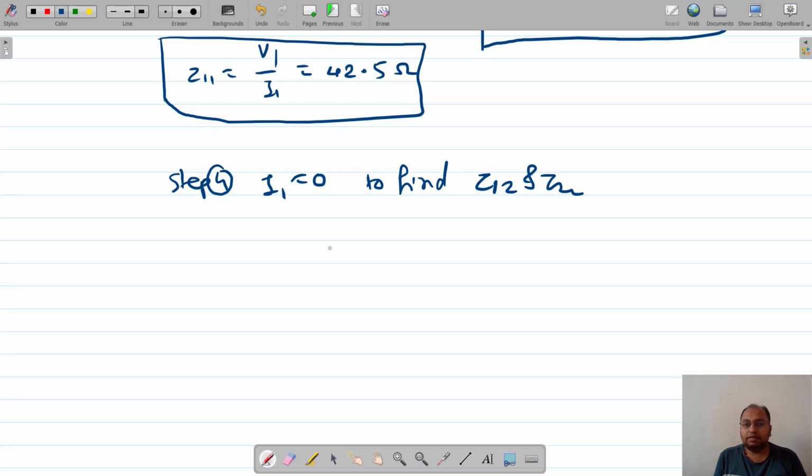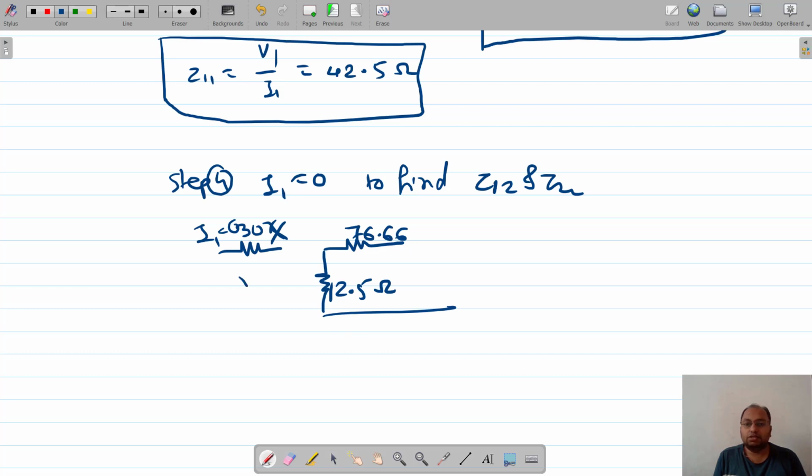Now the 76.66 will be in the picture. This was nothing but 12.5, and this resistor will not be in the picture, right? So simply it is disconnected because I1 is equals to 0. Is that fine? Okay, but though we have made I1 is equals to 0, V1 will not be 0. V1 will be the drop across this 12.5 because of I2.